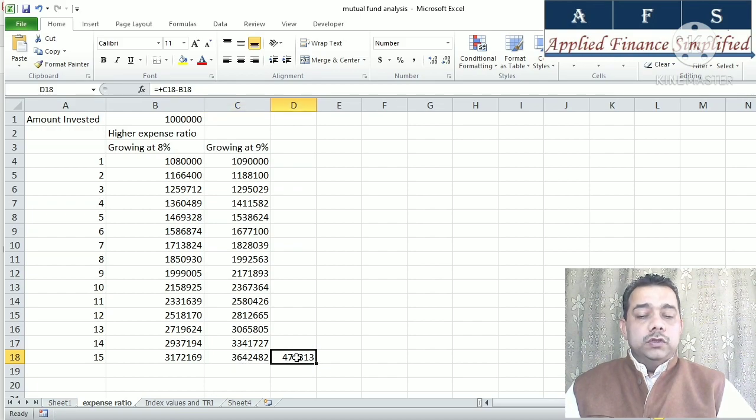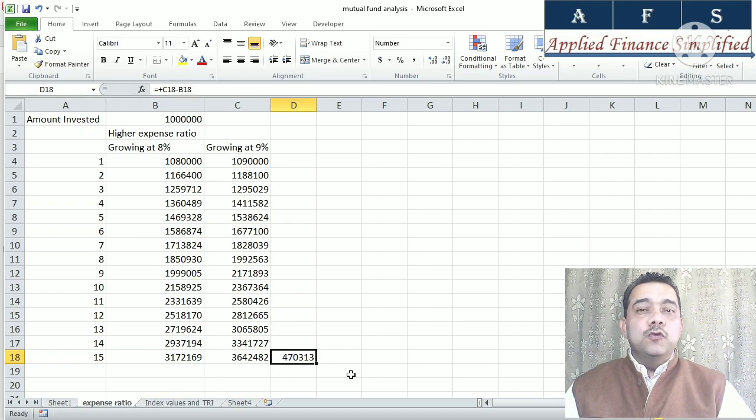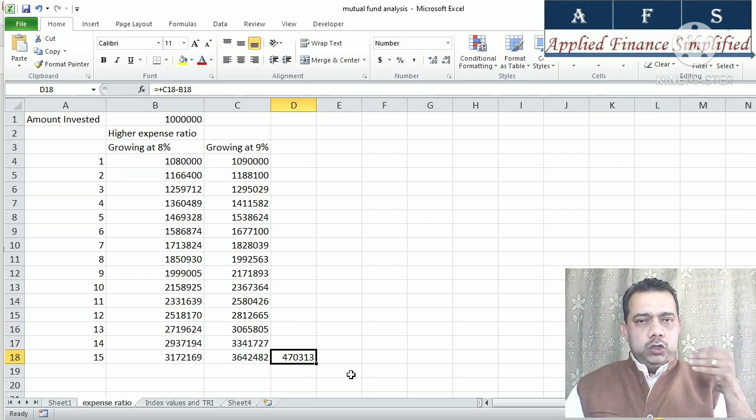Do you see the difference? What has 1% cost? It is close to 4.7 lakh. So guys, please remember, the expense ratio really matters a lot, and in the long run, it is better that if you want to stick to a fund, stick through the direct plan route.